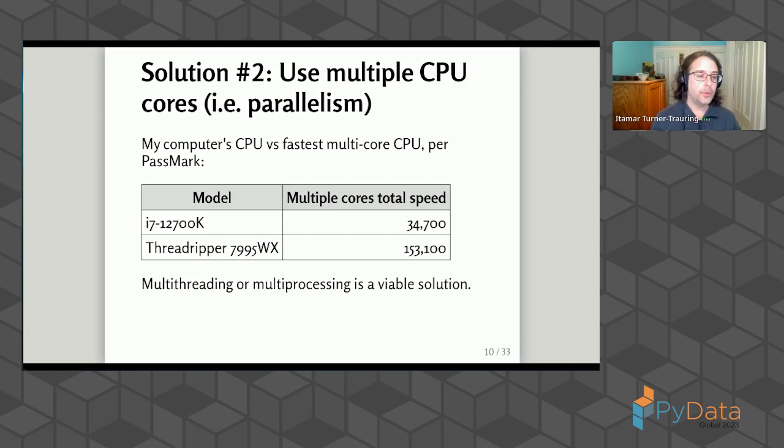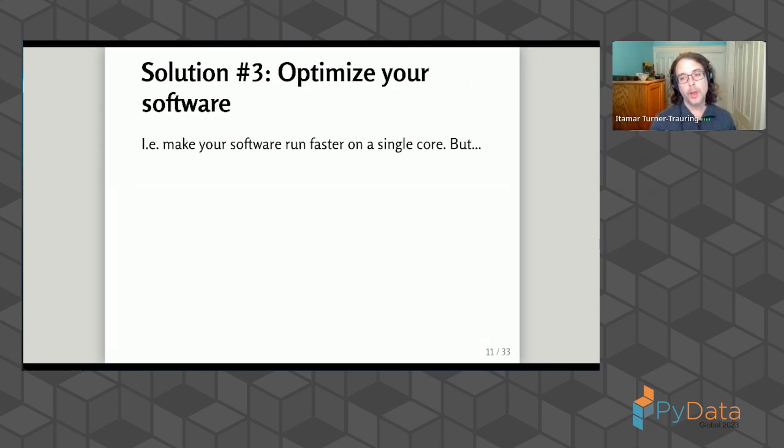So that means multi-threading, multiprocessing, running your code in parallel is a great way to speed up your code. And then a third way to speed up your code is optimizing your software. That is somehow changing your code so that it runs faster on a single core. And then if it runs faster on a single core, if you run it in parallel, that will also be correspondingly faster.